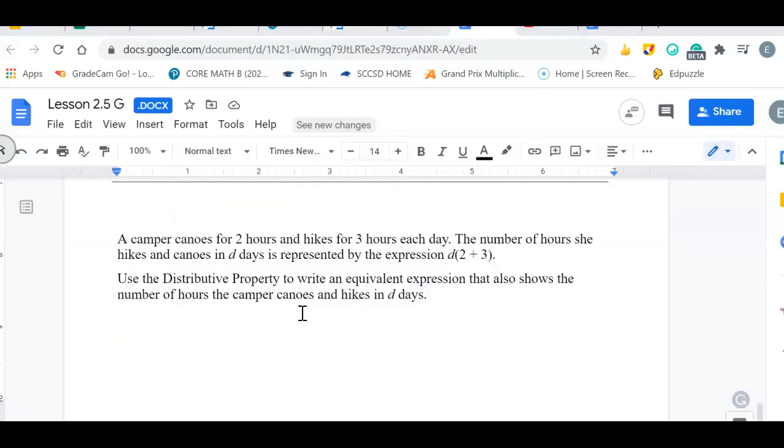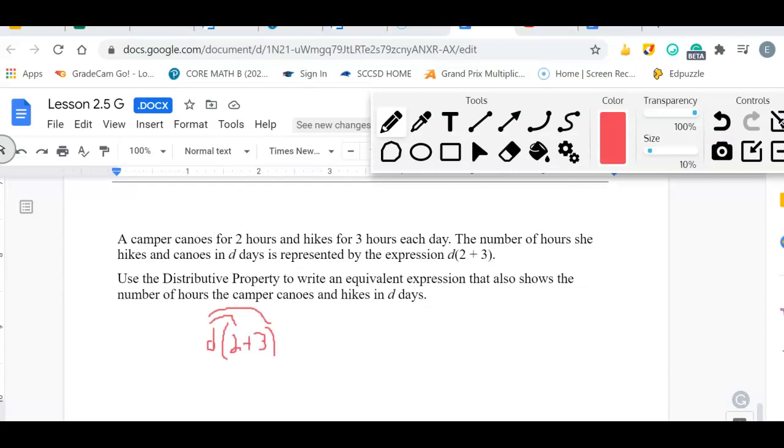Let's go ahead and look at the last part of your guided notes now. It says a camper canoes for 2 hours and hikes for 3 hours each day. The number of hours she hikes and canoes in D days is represented by the expression D parentheses 2 plus 3. Use the distributive property to write an equivalent expression that also shows the number of hours the camper canoes and hikes in D days. So, in other words, simplify this expression using the distributive property. Give it a shot.